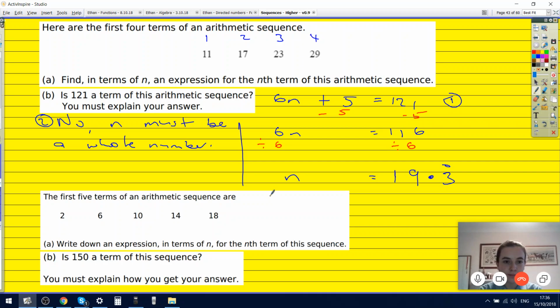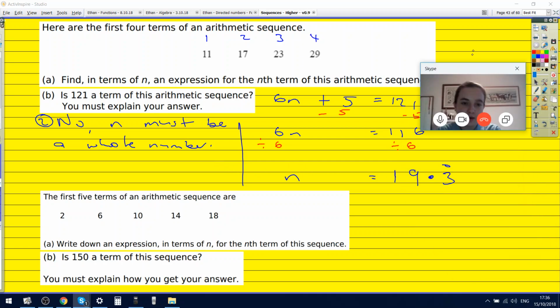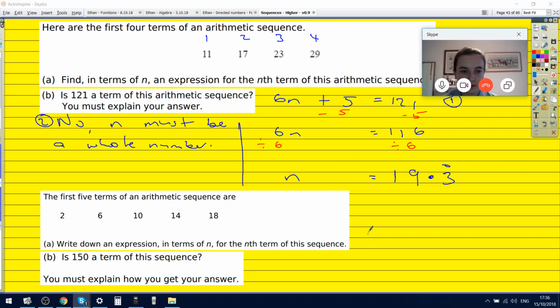Do you think it'd be okay for the one down the bottom, or you want to try it? Can try it. Okay, go for it. So then 4n minus 2, and then 150 plus 2 is 152 divided by 4.